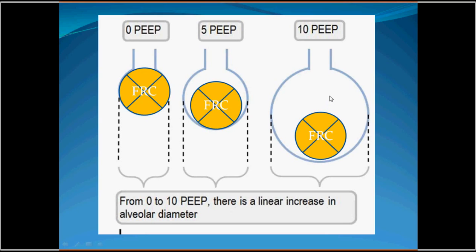Normally, the end expiratory pressure is zero. But if we leave some volume inside, in addition to the functional residual capacity, this will produce what we call positive end expiratory pressure, because it is above zero.